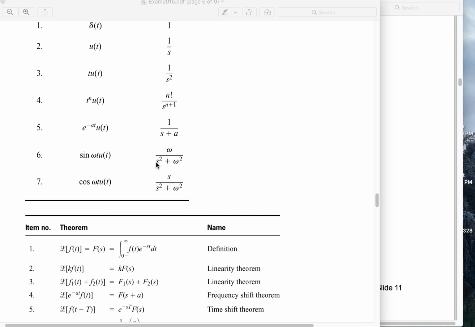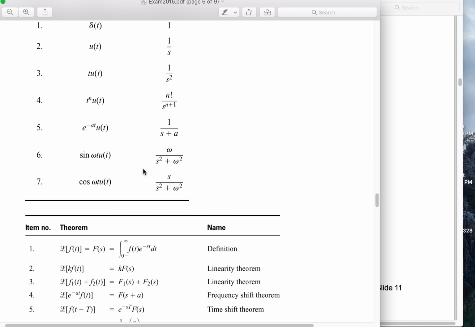So let's say omega over s squared plus omega squared. The inverse Laplace transform of that is sine of omega t, and s over s squared plus omega squared, the inverse Laplace transform of that is cosine of omega t. Again, the u(t) here is just something which is 0 before t equals 0 and 1 afterwards, so we can ignore that since we're just looking at what happens after t equals 0.